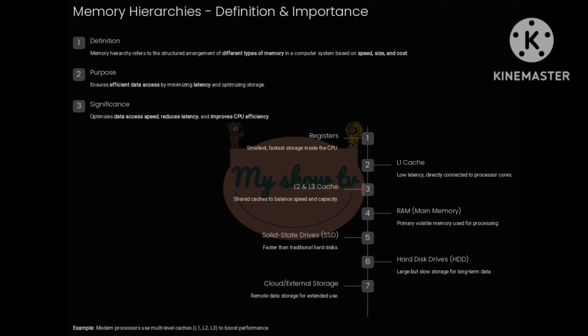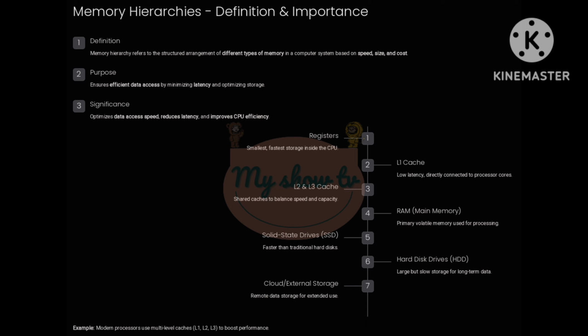4. RAM, main memory, the primary working memory of a computer, storing actively used data. 5. Solid-state drives, SSD, non-volatile storage that is faster than traditional HDDs. 6. Hard disk drives, HDD, slower but cheaper and larger in capacity. 7. Cloud, external storage, stores data remotely, often used for backups and extended storage.